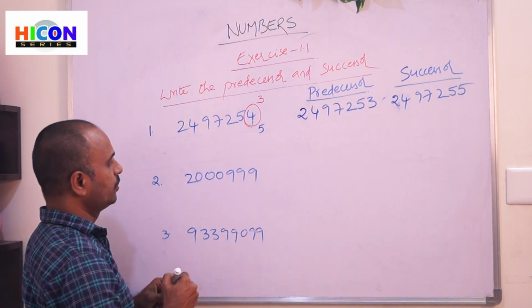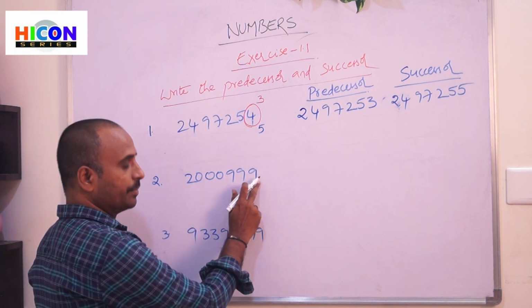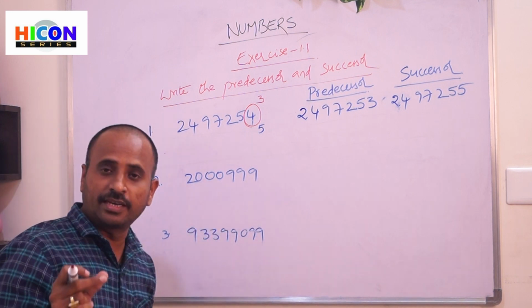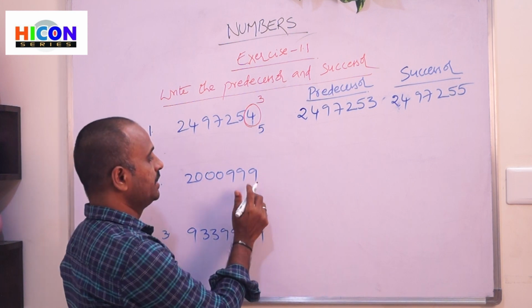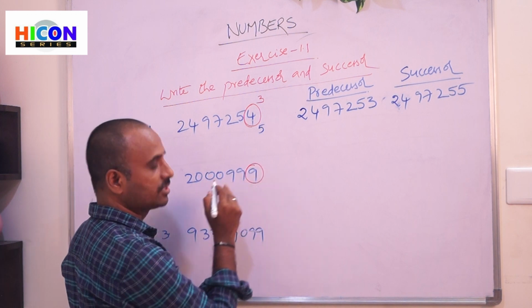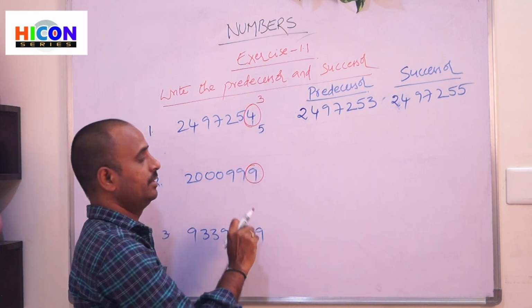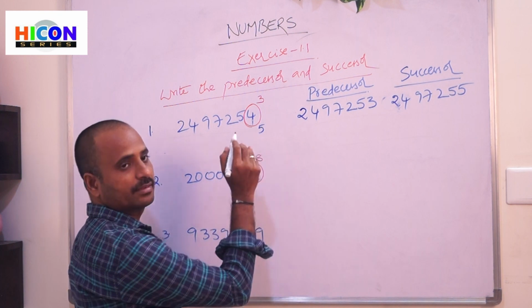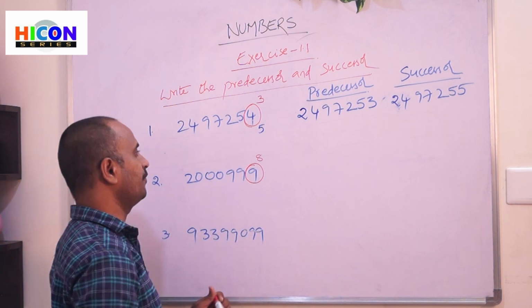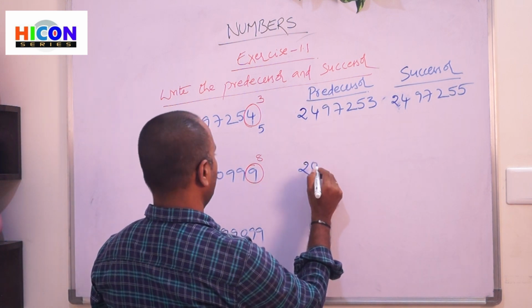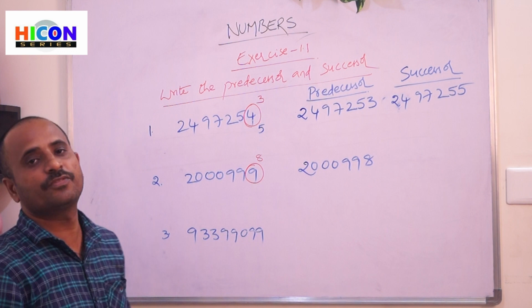Here the problem is 20 lakhs 999. What is its predecessor? The predecessor can be obtained by subtracting 1 from this number. So how to subtract 1? Take the last digit, here the last digit is 9, and write its before number. The before number for 9 is 8. So then we can simply get the predecessor for the given number. The predecessor is 20 lakh 998.